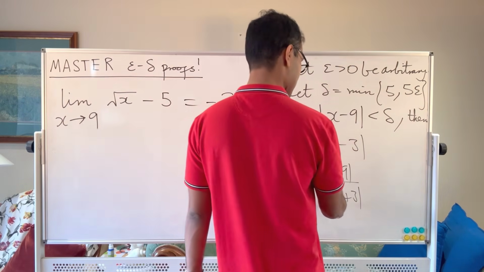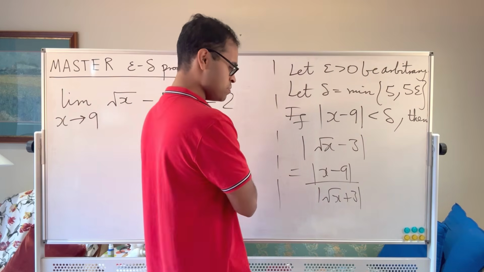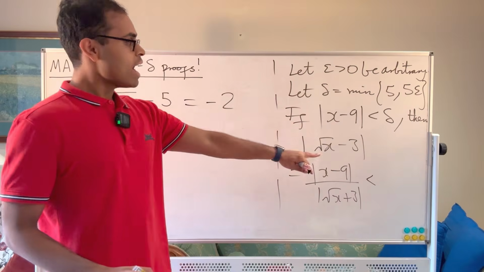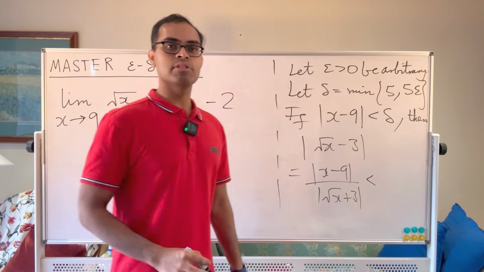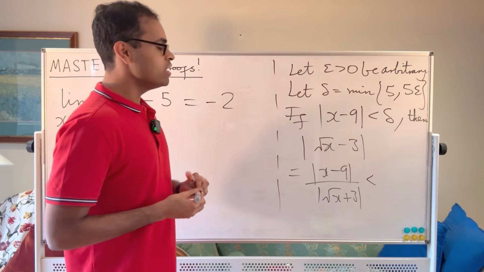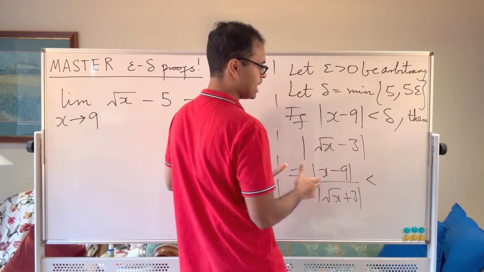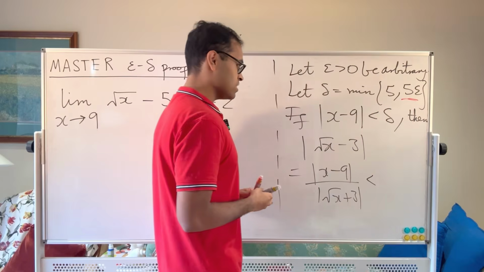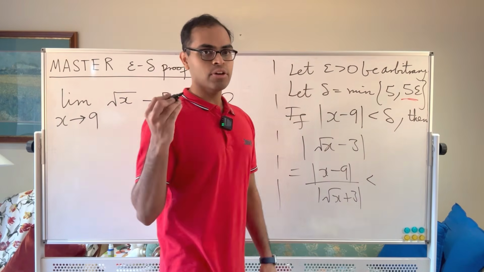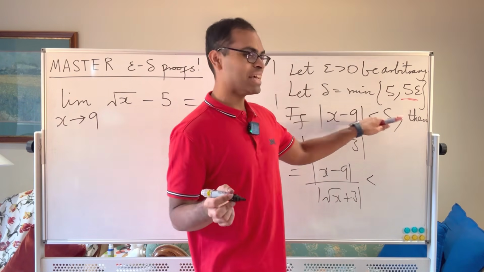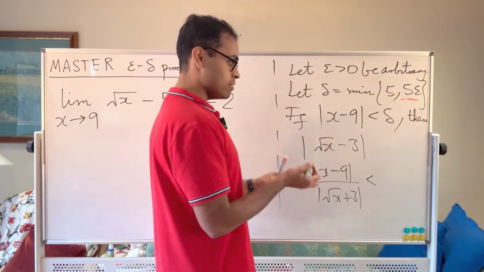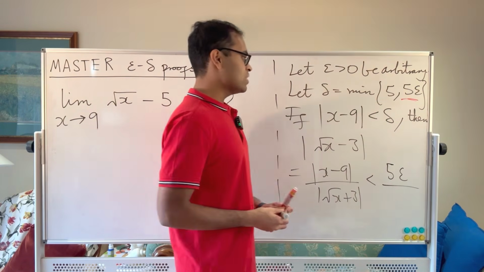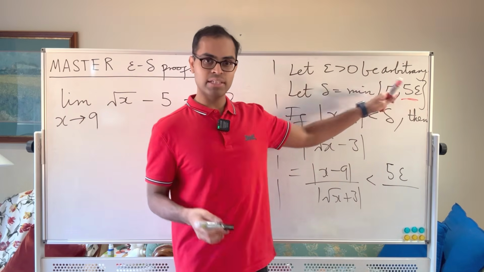And x minus 9 over root x plus 3, well, we know that the absolute value of x minus 9 is less than delta, right? And delta is the minimum of 5 and 5 epsilon. So again, it's the same kind of order. The first step, to handle the x minus 9, we're going to use the fact that delta is less than or equal to 5 epsilon. But absolute value x minus 9 is less than delta, so we know it's less than 5 epsilon. So you get 5 epsilon here. And then secondly, we know that delta is less than or equal to 5 because it's a minimum.